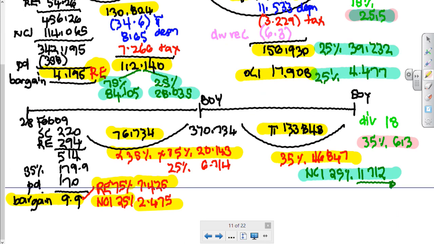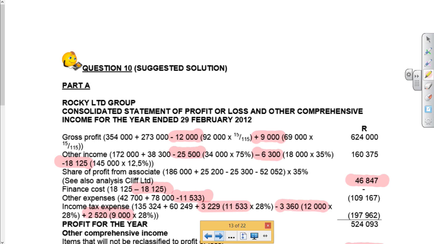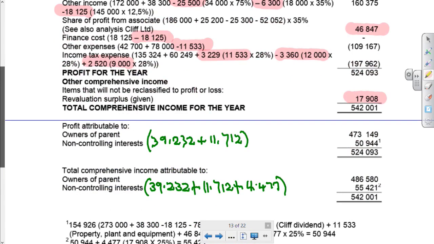There isn't in this case a second NCI. A second NCI would only be there if we had a second subsidiary, but we don't. We only have one NCI, we only have one subsidiary, not two. This NCI gets 25% of the whole of Trail, and then 25% of 35% of Cliff. So it's the 39 and the 11, which works out to this 50-something number here, 15,944. It's probably worth a lot of marks, that number.